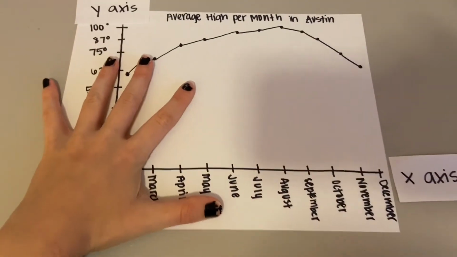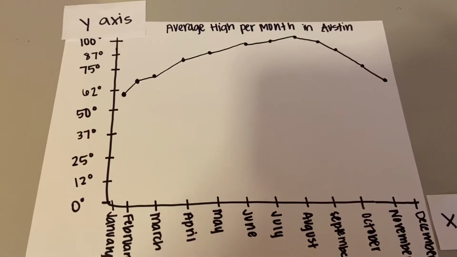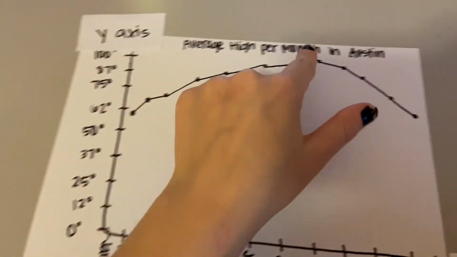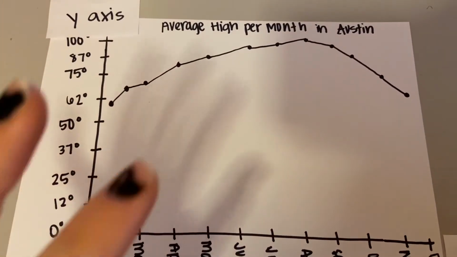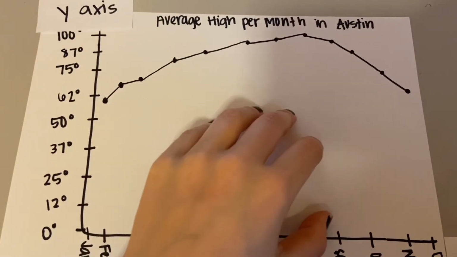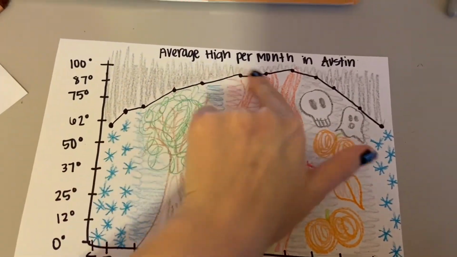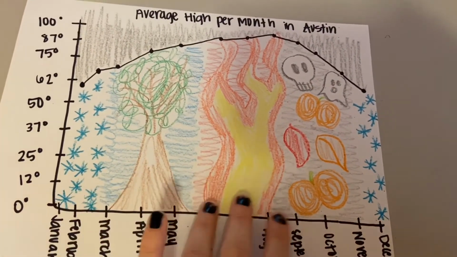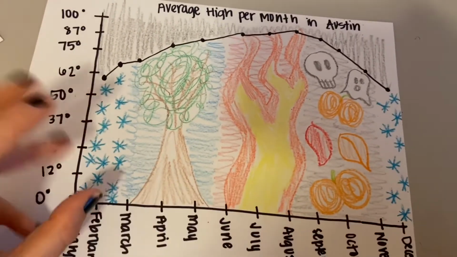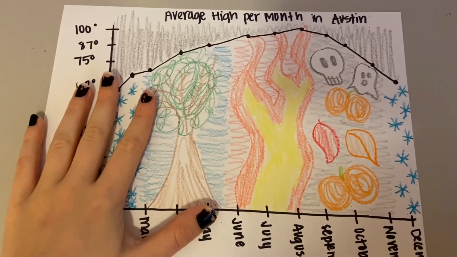Now is the fun part. We are going to incorporate art into our graph. So what I want you to do, using your curve or whatever line that you have, is draw it into a picture. So here is my example. You can see that I used this as a roof of my seasons. I separated it by seasons, and then I drew what I felt like during the seasons. So yeah, this is just an example of what I want you to do.